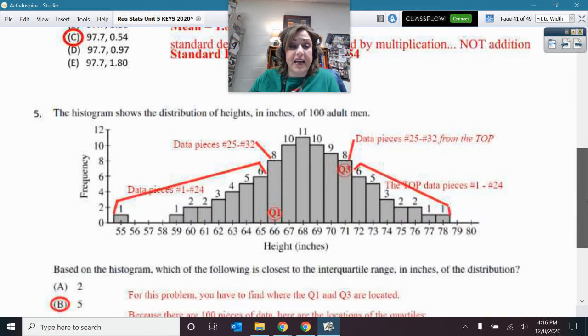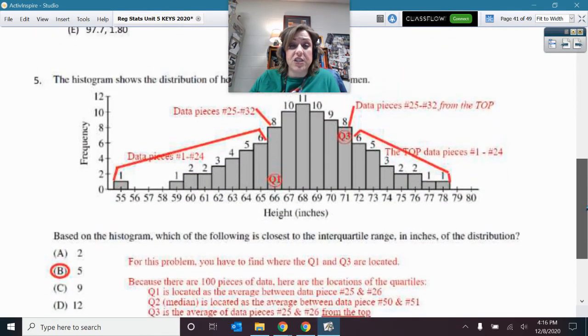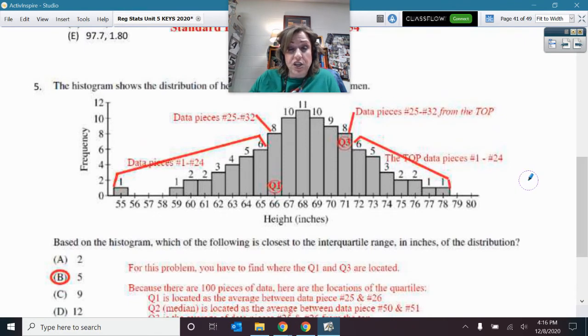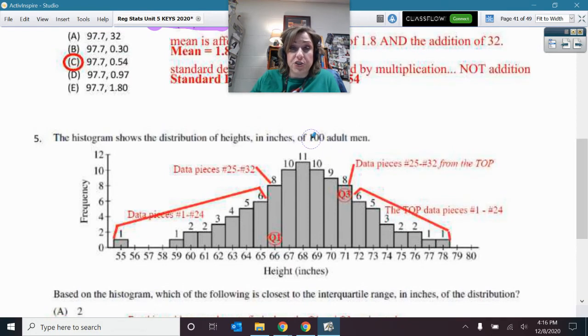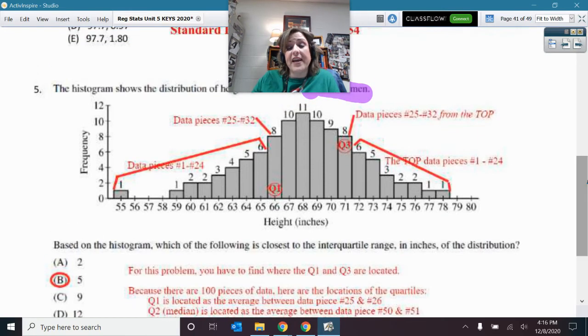All right, number 5. Okay, so this is an interesting one. I had to take our 100 pieces of data. It said that we have 100 adult men, and so then we split them in half. We found where the median was, the middle, and so here it is. Now that's splitting it 50-50. So now I want to take this bottom set of data and find out where the 25th piece of data is, because it's the bottom quartile.